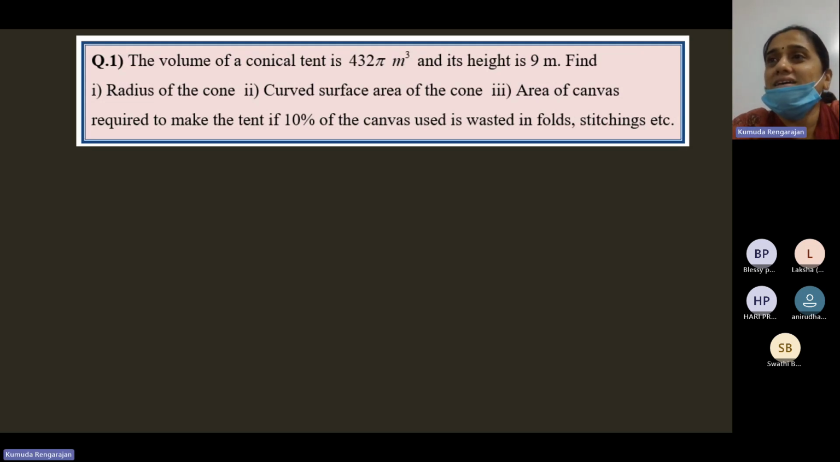Pi r L. The curved surface area of a cone is equal to pi r L. So how do you find L? L is not known. R you found is 12. H is 9. Yeah, L square is equal to H square plus R square. Correct. L square is equal to H square plus R square.